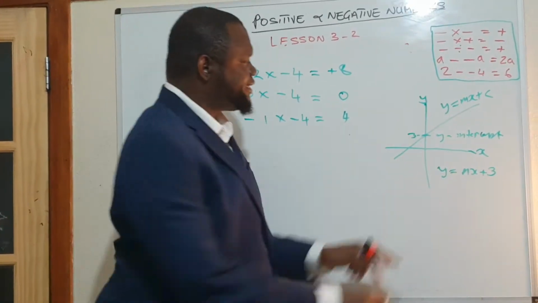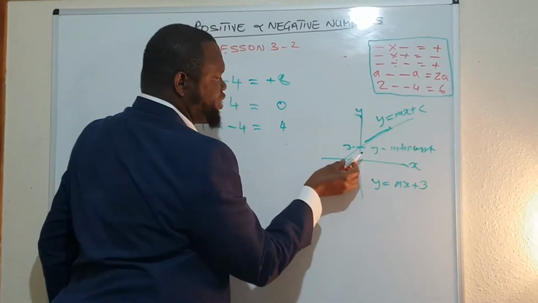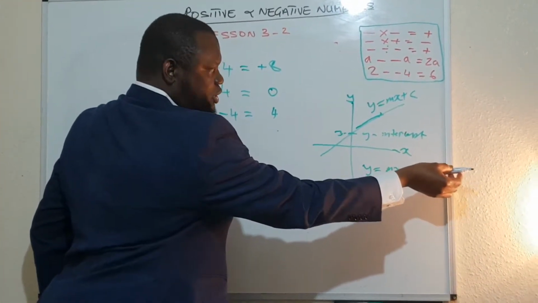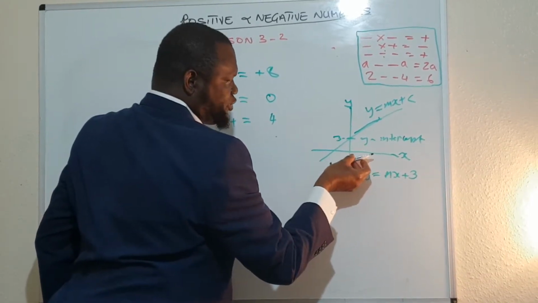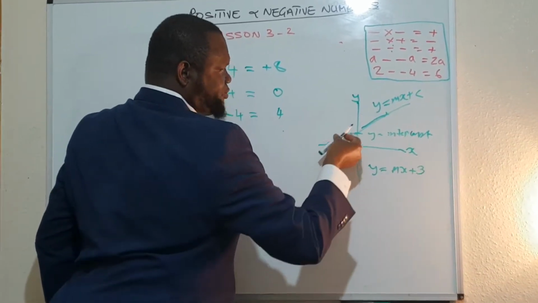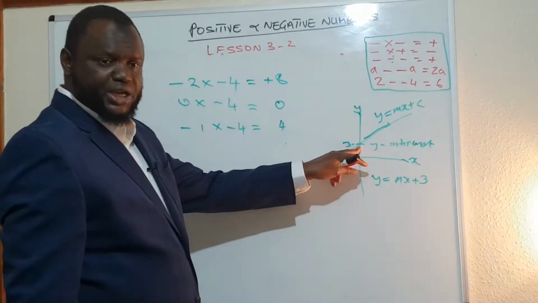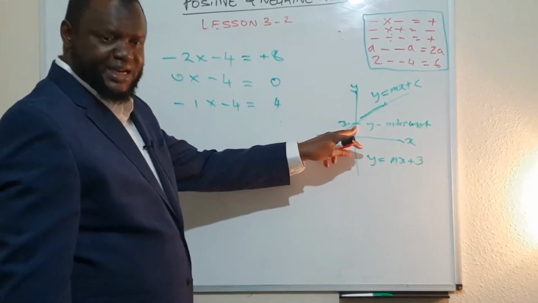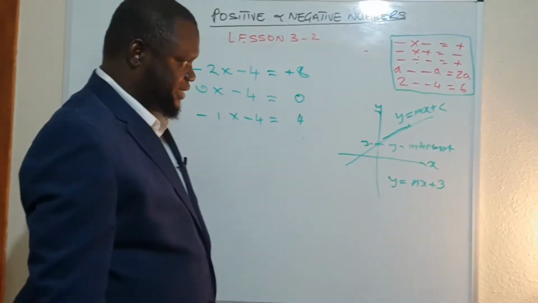Because mx is changing as you move. You can see, as you go towards higher values of x, the graph is moving up. But what is not moving is 3. That's why we call the y-intercept the constant. And m is called the gradient.